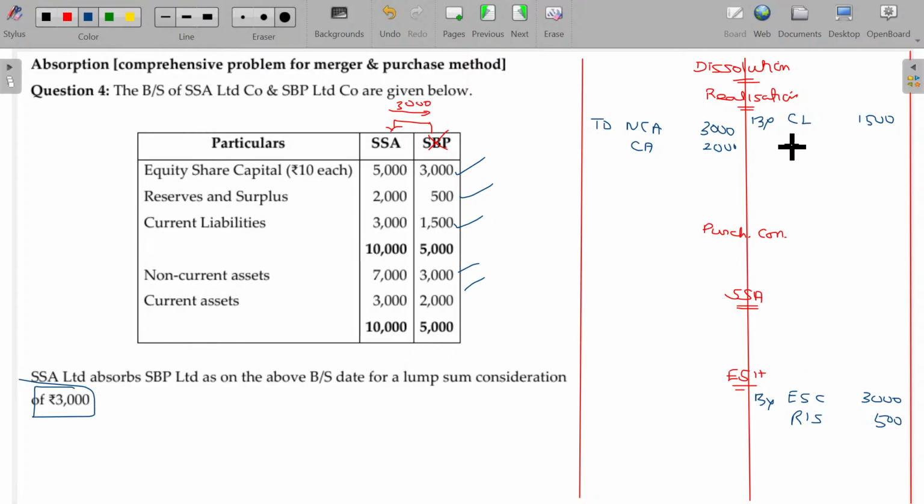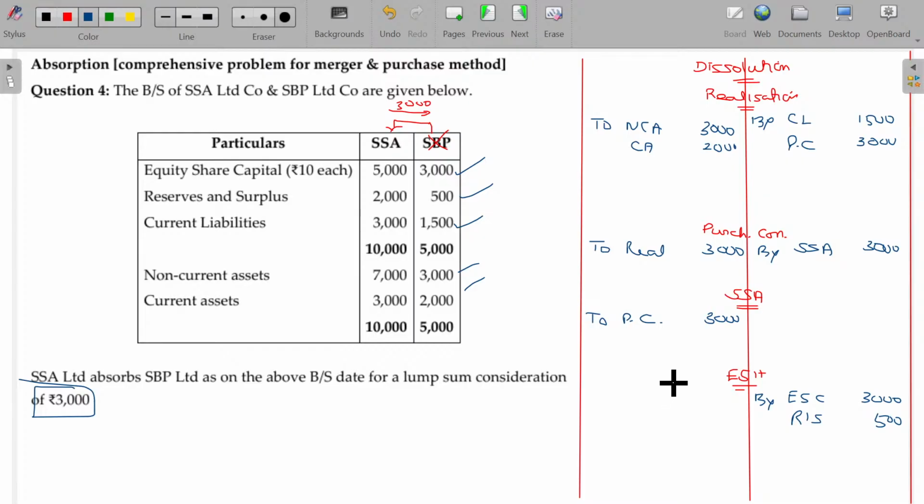I just post that here. Purchase consideration, to realization account. This amount should be payable by whom? SSA account, 3,000. Under SSA, to purchase consideration. We assume this 3,000 purchase consideration is payable by SSA to the owners of SBB by way of equity share capital.